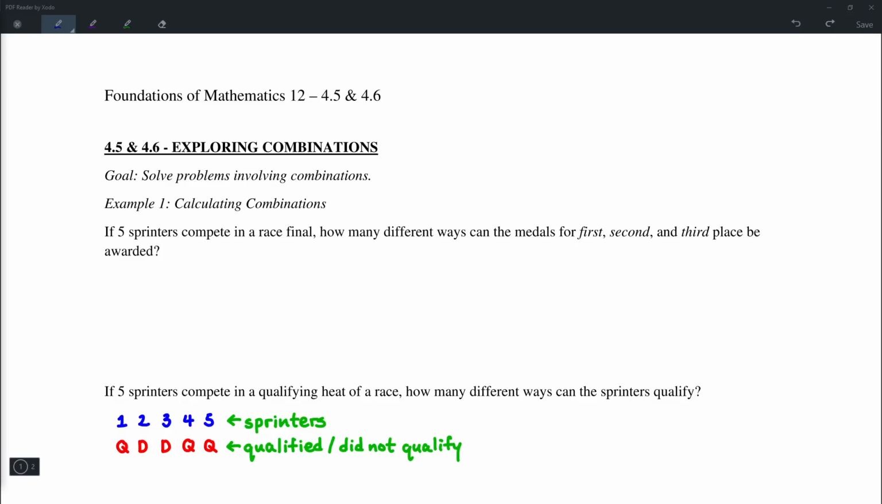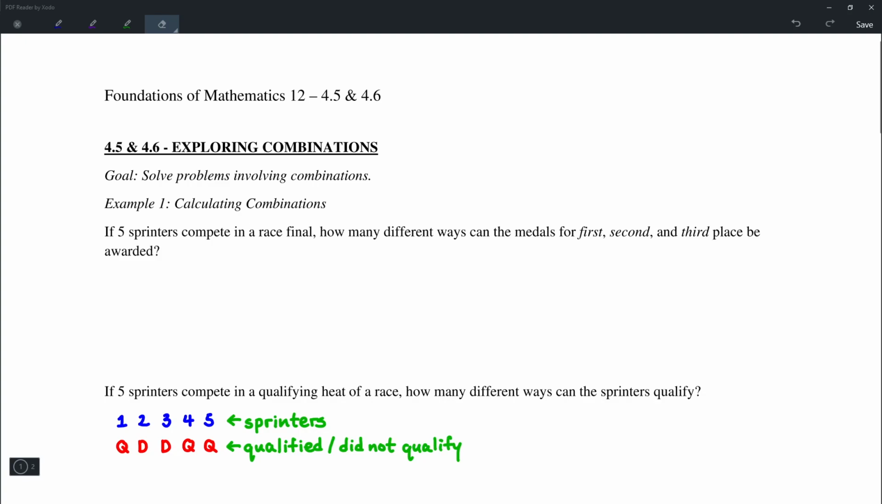Hello everyone. So today we're going to go over section 4.5 and 4.6, exploring combinations. So here we have example number 1. 5 sprinters compete in a race final. So we're looking at how many ways the medals for first, second, and third place can be awarded.